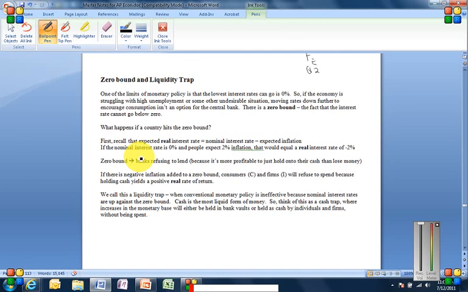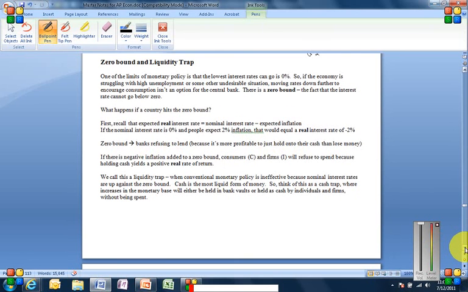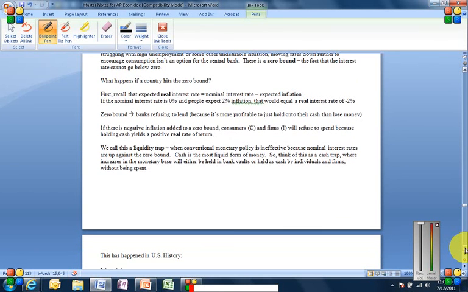You know, we're thinking of people saying, I'm going to hold on to my cash. I'm going to be as liquid as possible, because right now I know enough about inflation to understand that I should hold on to my cash, because that's a better deal for me right now. I'm going to stay liquid. And the economy can become trapped in this demand for people wanting to stay liquid. So you might want to think of it as a cash trap, where increases in the monetary base will either be held in bank vaults or held as cash by individuals and firms without being spent.